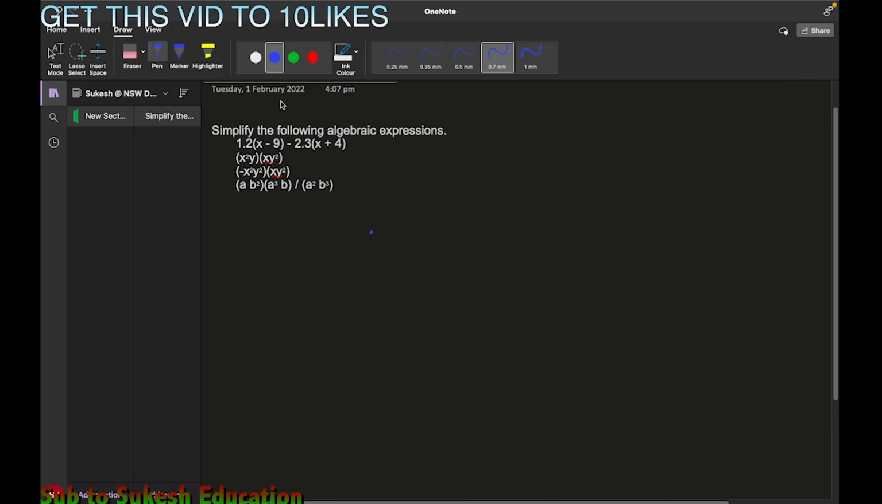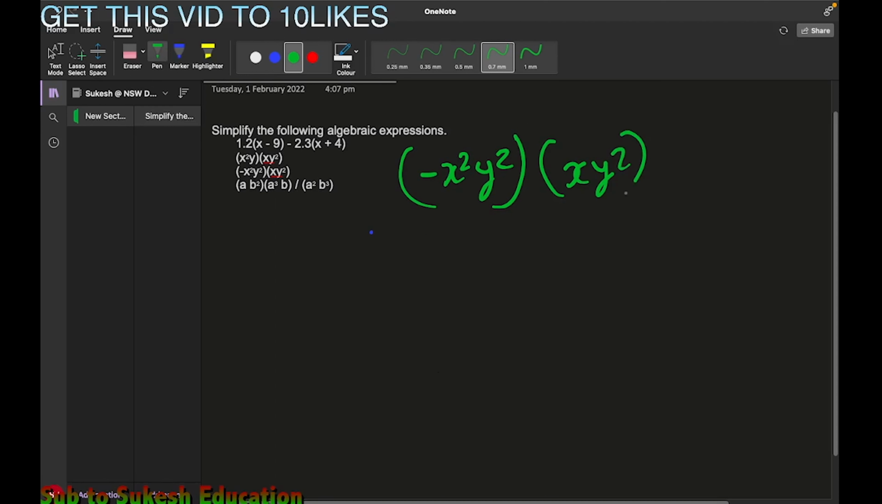Next one. Okay, so the question is minus x squared y squared, right? And then times, sorry, let me do control Z, xy squared. So okay, what do we need to do here? It's not very hard, is it? So we have minus x squared y squared. It's all multiplied, in case you guys were wondering. So we know there's a minus x squared here and then there's an x here. So there's basically 3 x's, except this is a negative one.